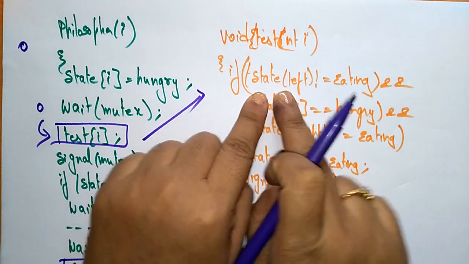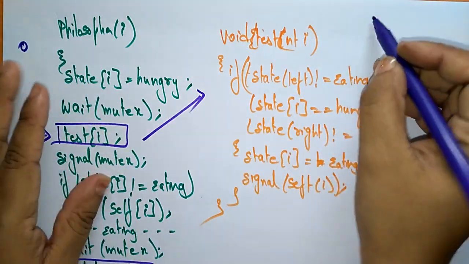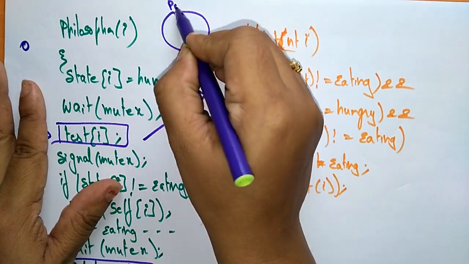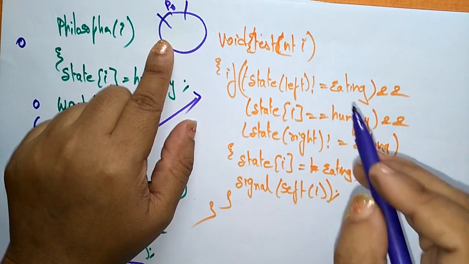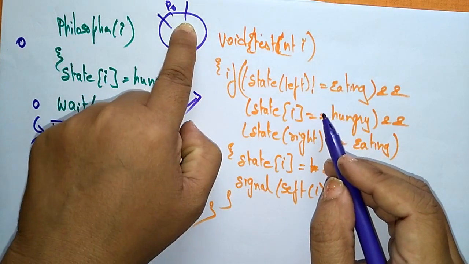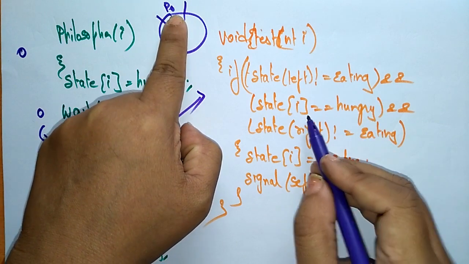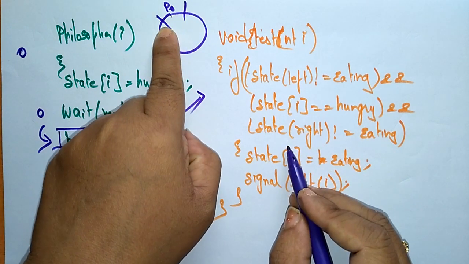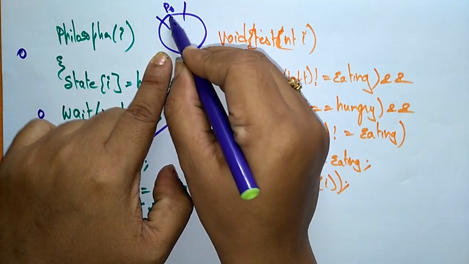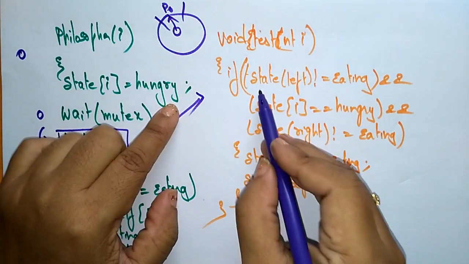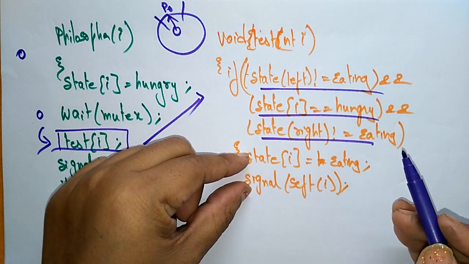So state of left, the left of the philosopher P0. Here this is P0, this is the left and the right. The left of P0 is not eating, and at the same time P0 is hungry, and at the same time the right is also not eating. Then he can eat the food. Whenever these 3 conditions are satisfied, then only he can eat the food.